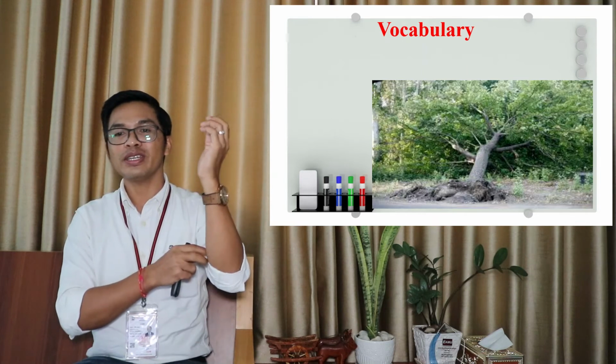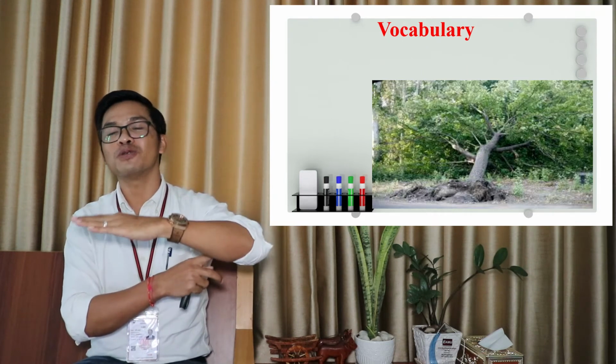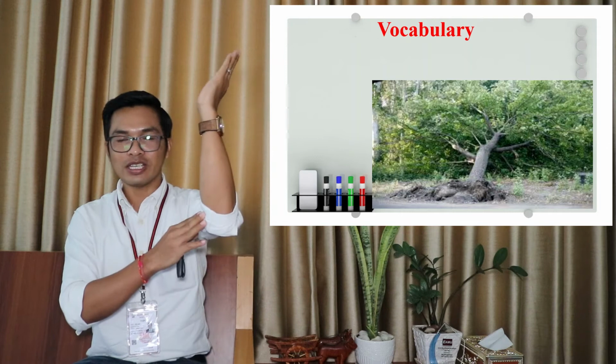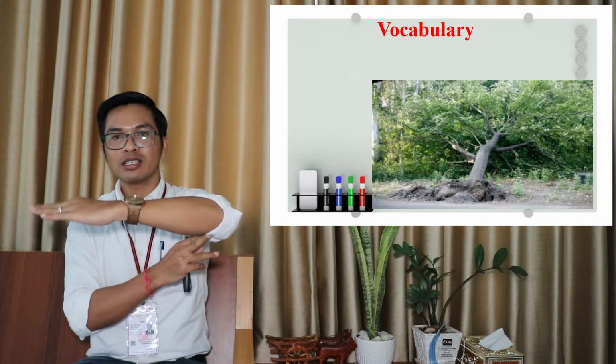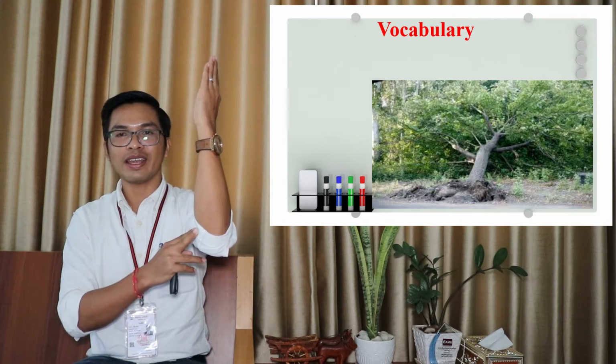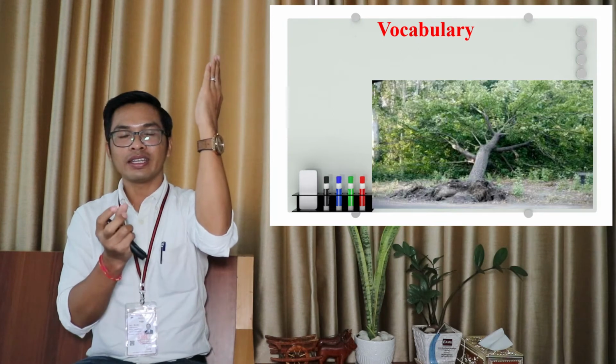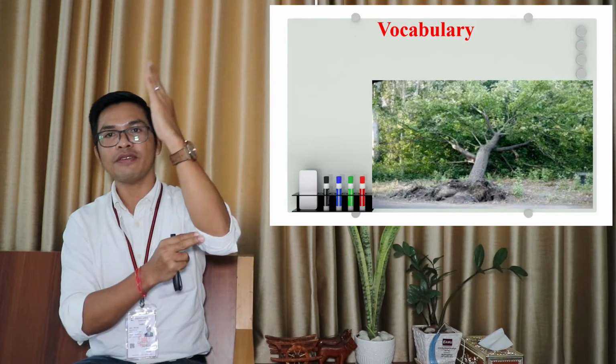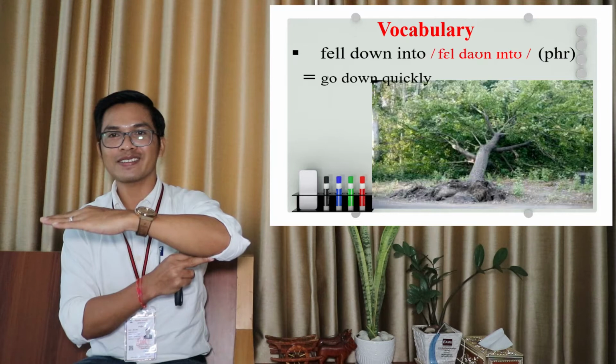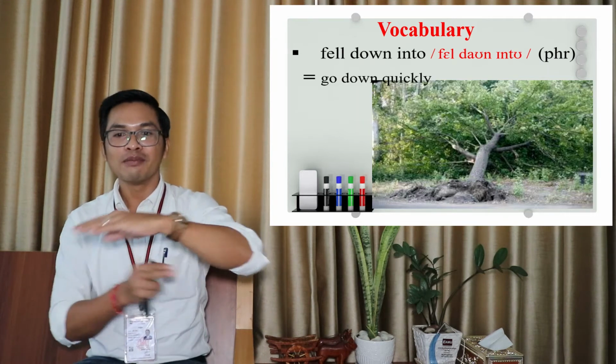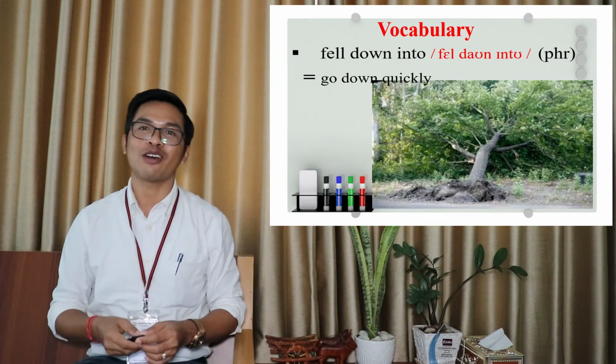So the tree fell down, right? The tree fell down, you see? First the tree stands, and then when they got a terrible storm, the tree fell down. So I hope you all understand, fell down means go down quickly onto the ground.